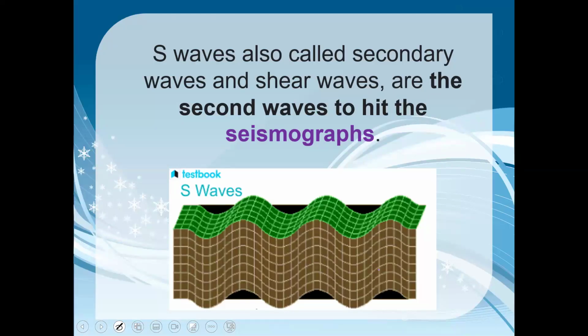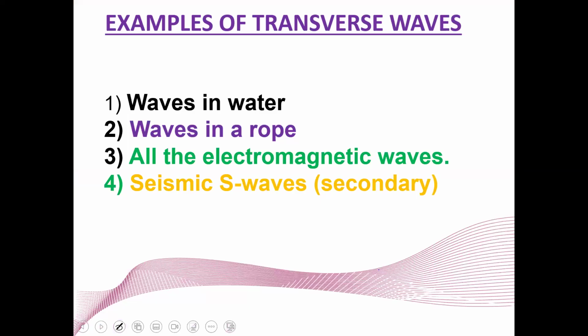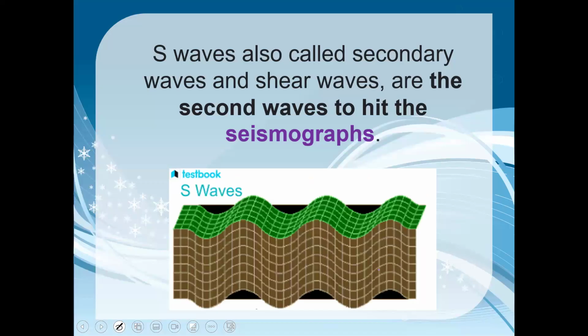Now, what are S waves? S waves, also called secondary waves or shear waves, are the second waves to hit the seismographs. Under the earth, these waves are always moving, and humans also use them for research and analysis of underground situations. So basically the seismic waves are underground waves, which are the second waves to hit the seismograph. And now you have to copy this. No need to copy the diagram, only the statement.